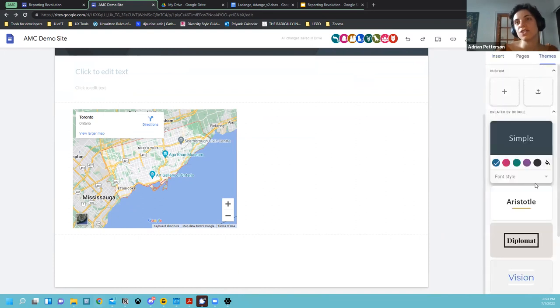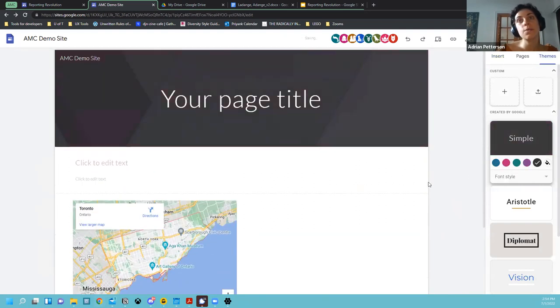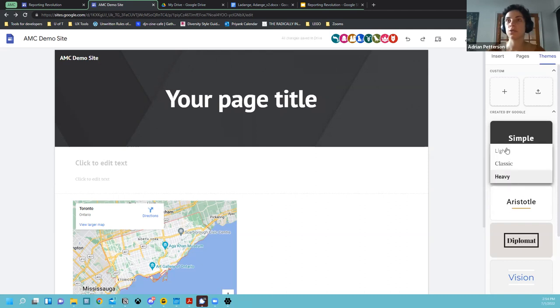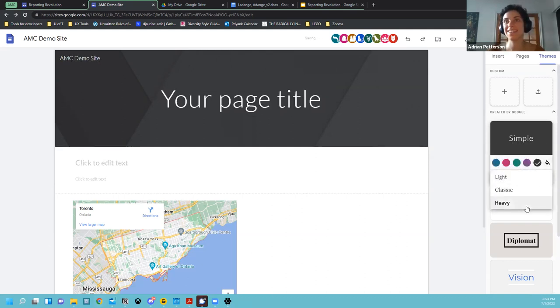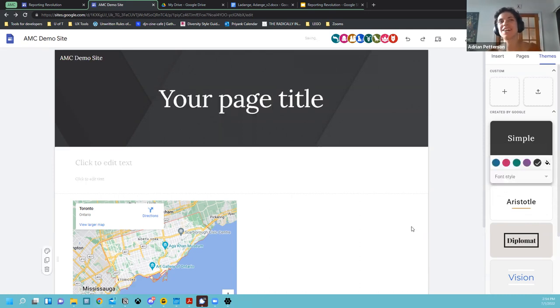You can also change how it looks if you want to change the visuals of it. There's a lot of different things. I will say that there's reduced functionality for Google Sites because you can't edit individual things. You can't change the color of buttons or the font as much. You can only change it through a few things. As a designer, I'm legally obligated to request that you use light or heavy because classic is not accessible as much to folks who might have difficulty reading serif fonts.